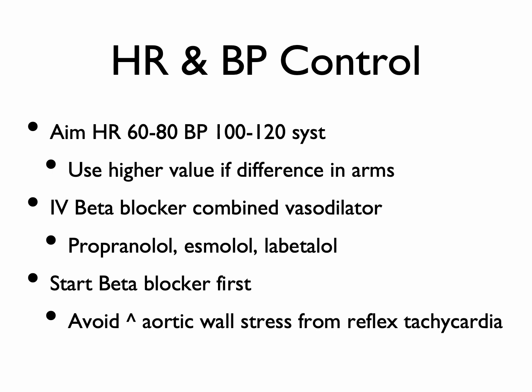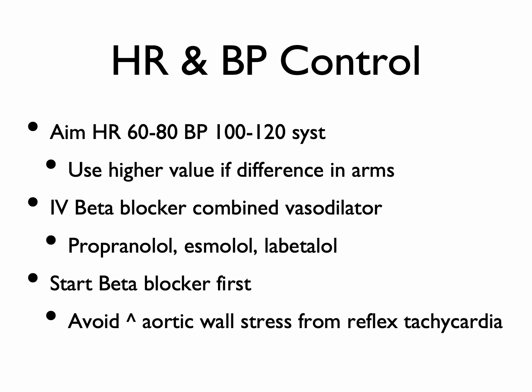For our goals for heart rate and blood pressure control, we want to aim for a heart rate of about 60 to 80 and a systolic blood pressure of about 100 to 120. If they've got a difference in their bilateral blood pressures, we're going to use the arm that has the higher blood pressure, and that's where the art line should be inserted as well. So use the higher value, don't use the lower value. We want to use the higher value to guide our therapy and treatment.